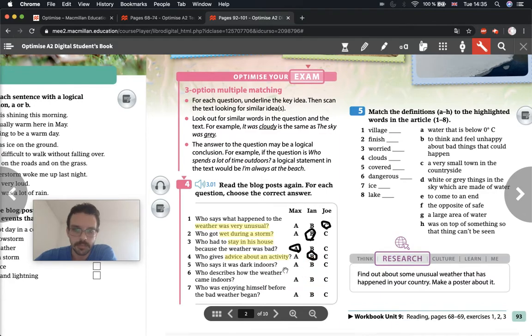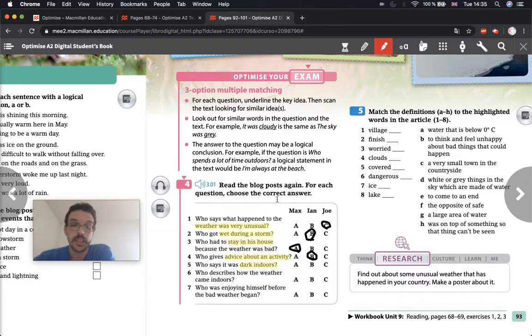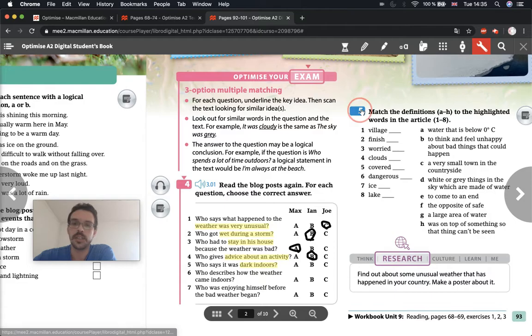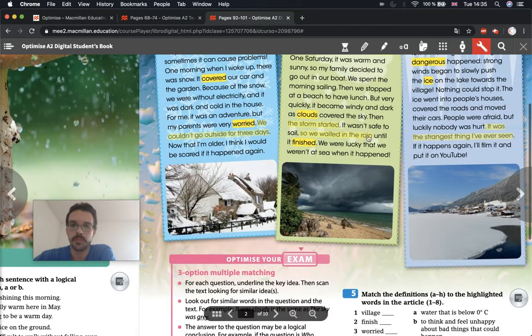Okay. Number 5. Who says it was dark indoors? Dark, oscuro, okay? And indoors, so inside. Who says it was dark indoors?